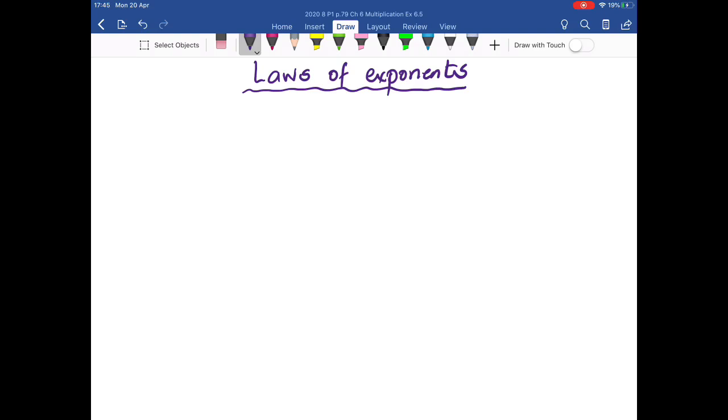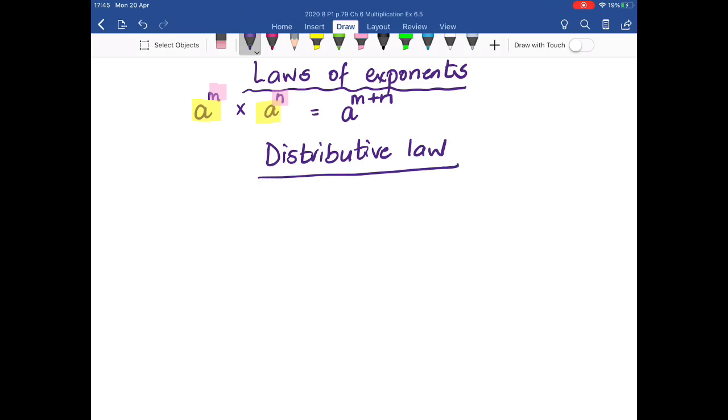Now this is just a recap of yesterday. So we had a to the m times a to the n. When I have powers with the same base, I write down my base and I add my exponent. So that is going to be m plus n. The next thing I want to look at is the distributive law. And we use this quite frequently in algebra.